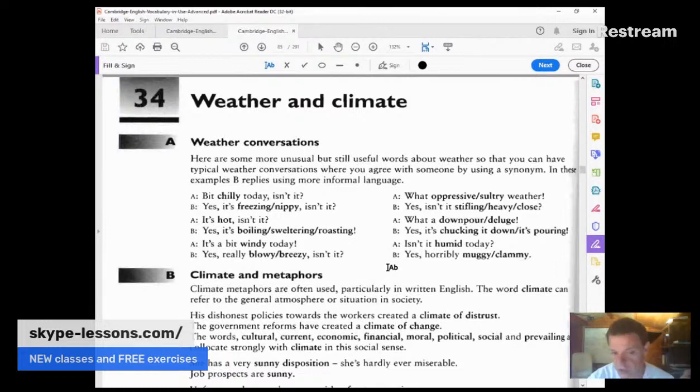And don't forget, we say draft for when a wind goes through a room, and we would say gale force winds for very strong winds, or a hurricane or a tornado or something like that.